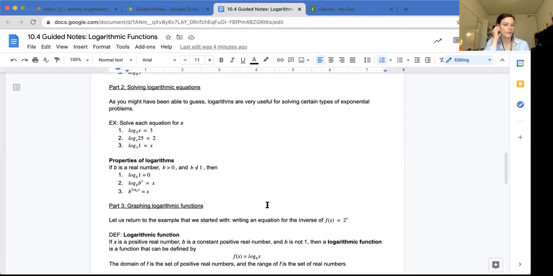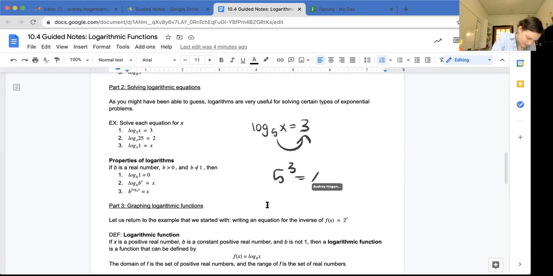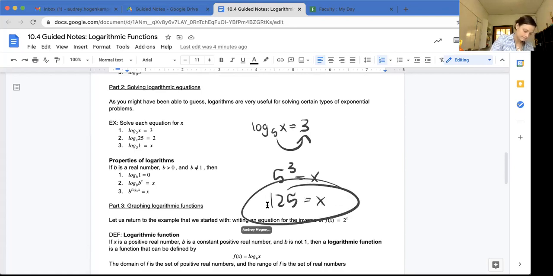So part 2 is solving logarithmic equations. Logarithms are very useful for solving certain types of exponential problems. So for example, solve each equation for x. First up, we have log base 5 of x equals 3. So again, that's going to be 5 cubed equals x. And then we know that 5 cubed is 125, so 125 equals x.